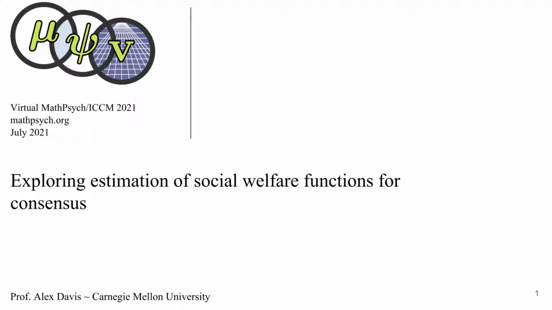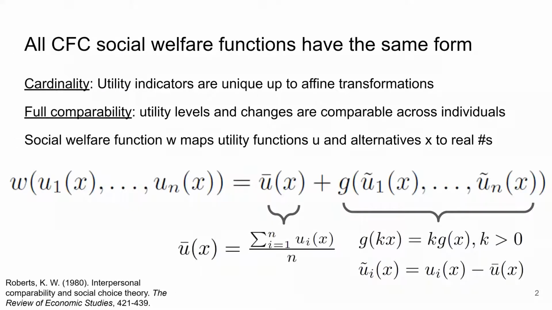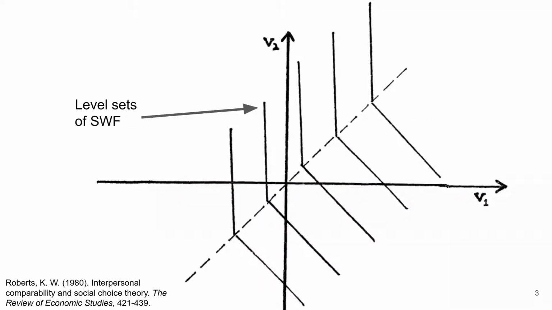Today I'm going to be talking about estimation of social welfare functions for consensus. All cardinal and fully comparable social welfare functions have the same form. There is some trade-off between the mean of the utilities of decision makers, U bar, and a homogeneous degree 1 function of the difference between the utility functions and the mean. The level sets of the social welfare functions look like this. Basically, they are cones with different angles depending on whether decision maker 1 is advantaged relative to decision maker 2 or vice versa.